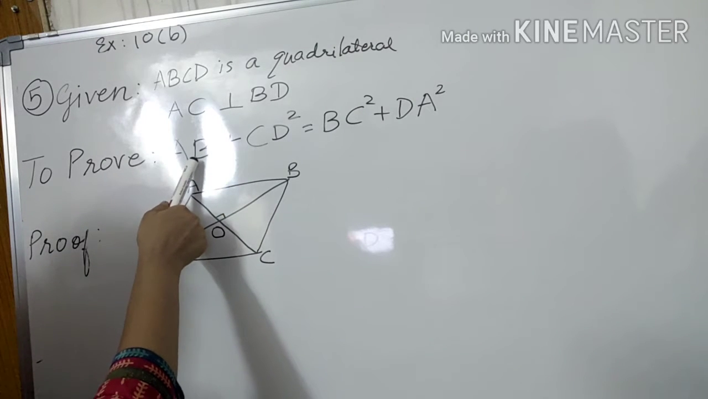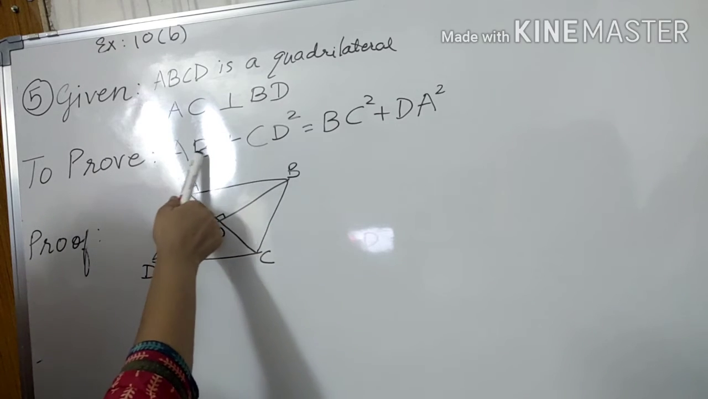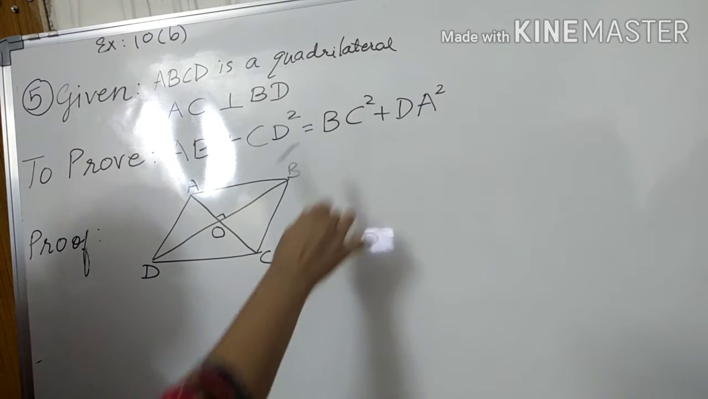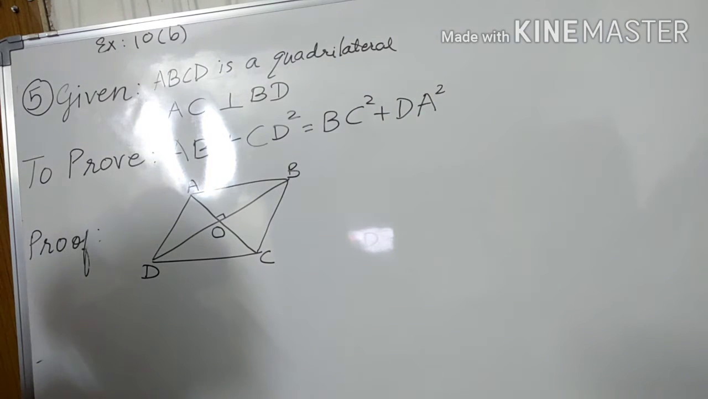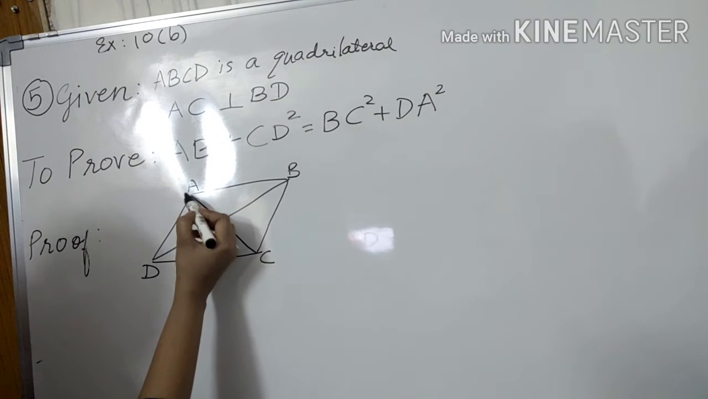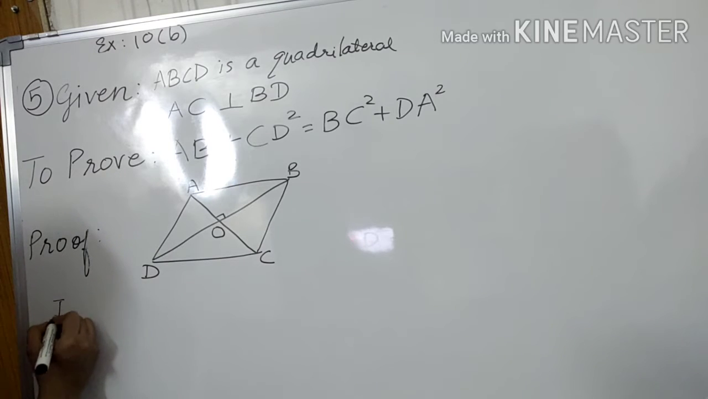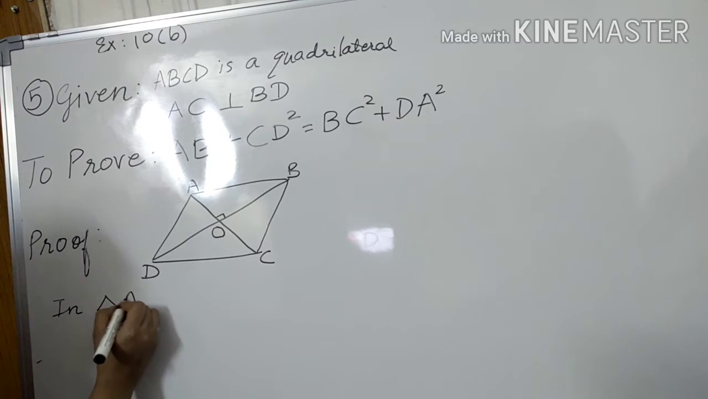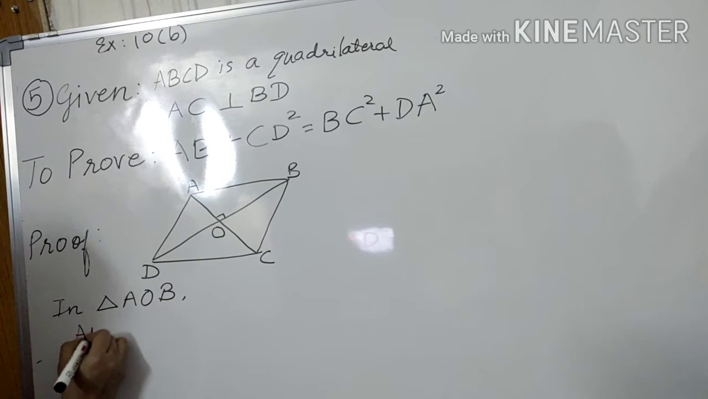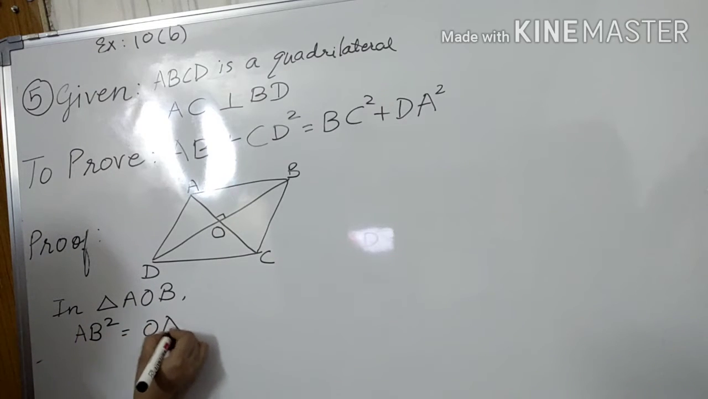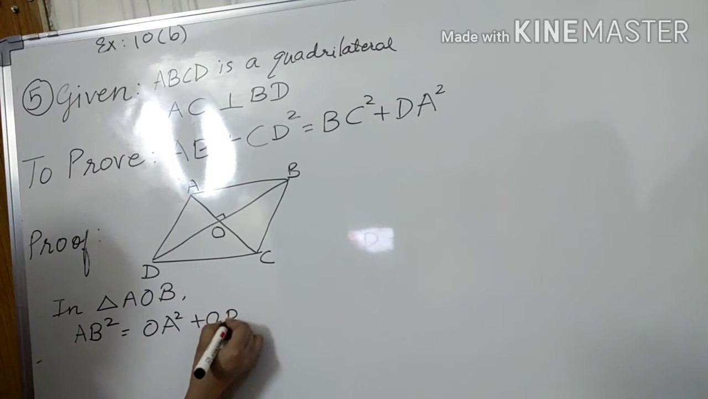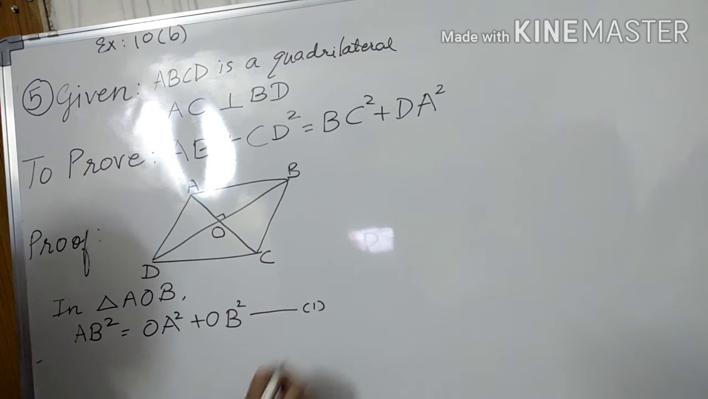Now you have to see this to prove part. What you are given in the to prove part of left hand side, that AB square plus CD square, and on right hand side BC square plus DA square. So accordingly I will take in this triangle AOB Pythagoras theorem. So I am writing here in triangle AOB using Pythagoras theorem, AB square, AB is our hypotenuse. So AB square is equal to OA square plus OB square. This is our result number 1.